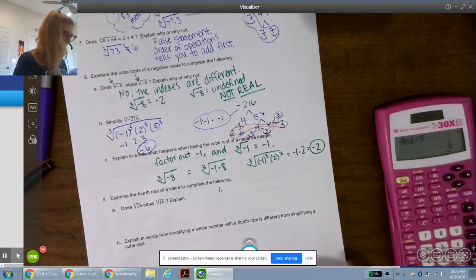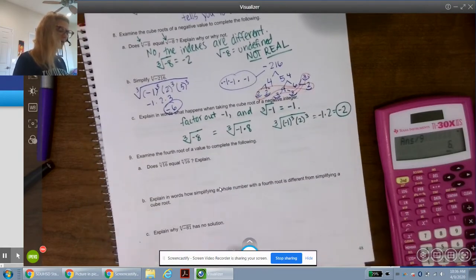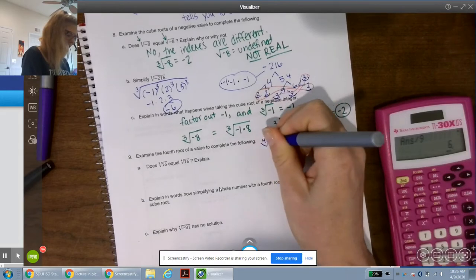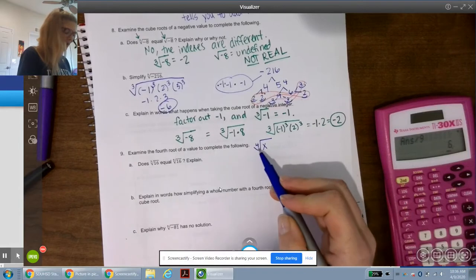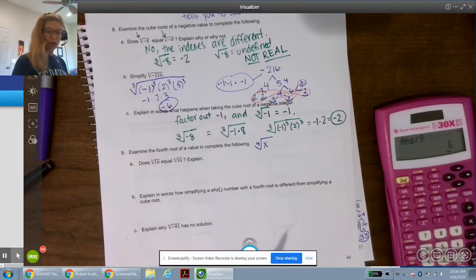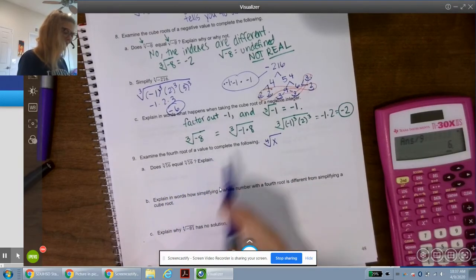Awesome. Let's take a look at 9, the last one you had to do before we went over these. Examine the 4th root. So the 4th root of a number, this is the 4th root. Notice the index is a 4. And same thing with square root, we looked for a pair of factors. Cube root, we looked for a triple of factors that are the same. And 4th root, you guessed it, we're going to look for 4 factors that are the same. So let's see. Does the cube root of 16 equal the 4th root of 16?